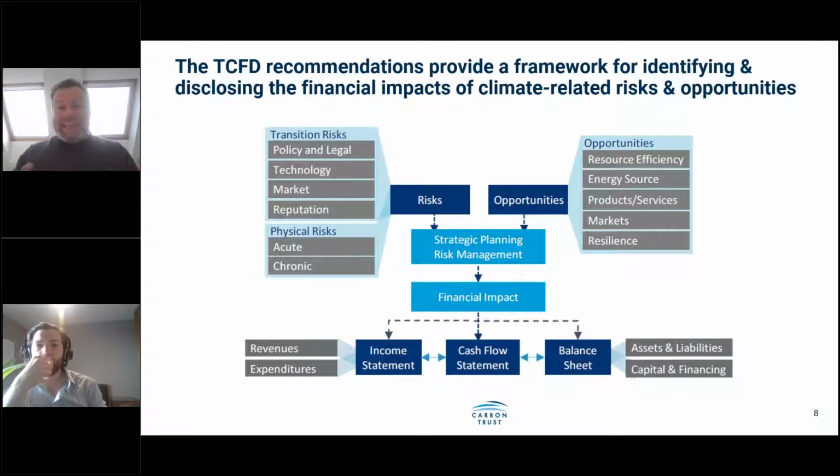So TCFD was created by the financial industry for the financial industry. What they wanted to do is to make sure that every organization that is being lent money, or is being invested in or insured, has thought about how these long-term and constantly changing external drivers associated with climate change are going to affect the ability of the business to protect and create value in the future.